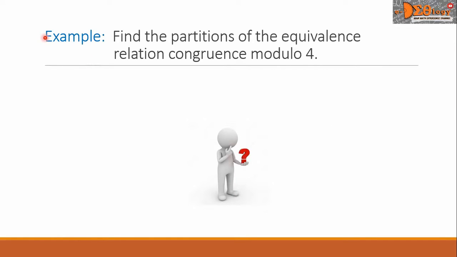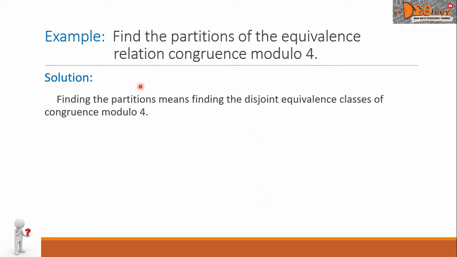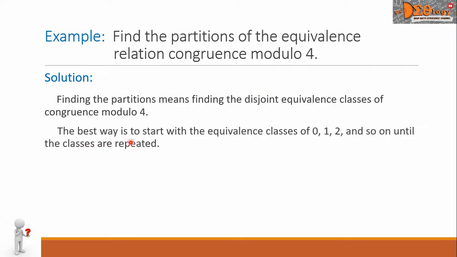Let us see this example. Find the partitions of the equivalence relation congruence modulo 4. Finding the partitions means finding the disjoint equivalence classes of congruence modulo 4. The best way is to start with the equivalence classes of 0, 1, 2, and so on, until the classes are repeated.